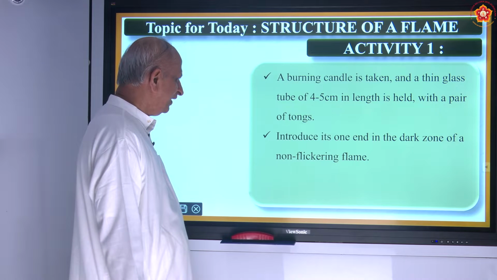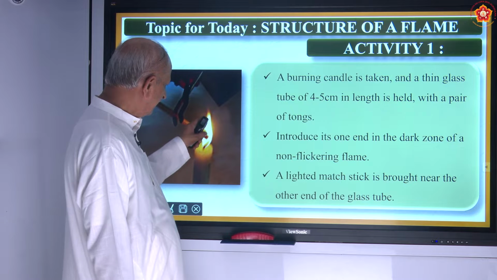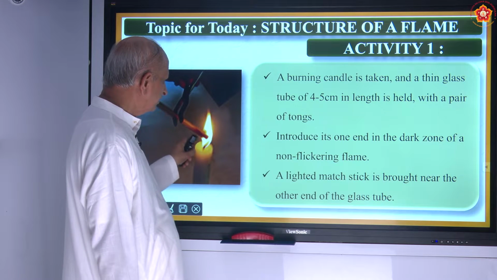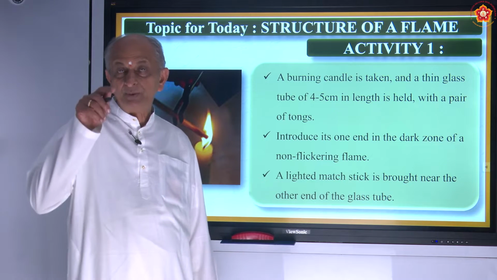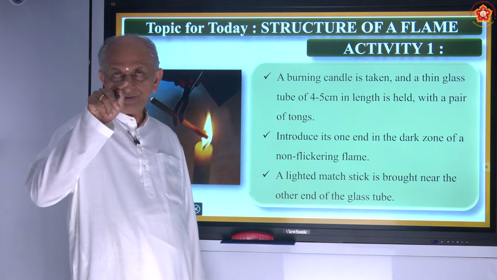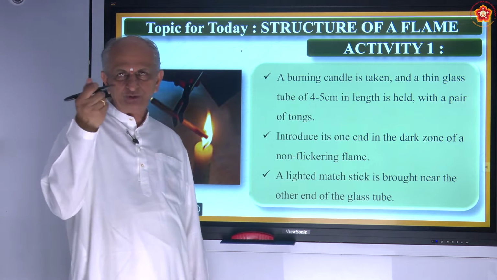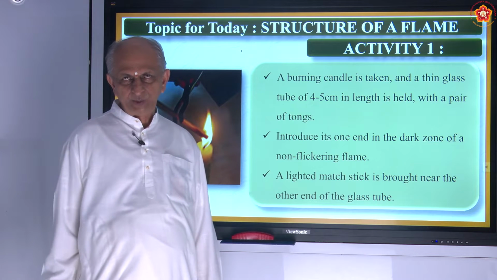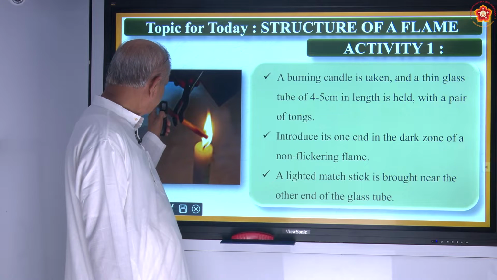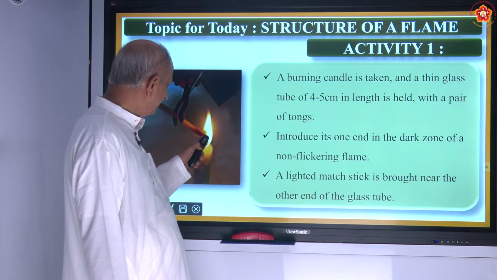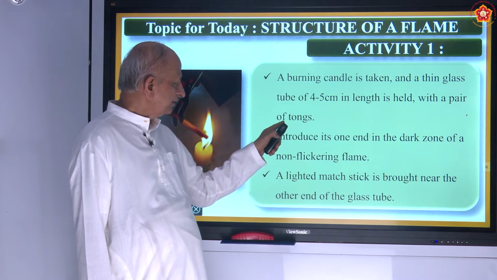Introduce its one end to the dark zone of a non-flickering flame. So this is a candle burning. This is the thin glass tube. Note the difference between a glass tube and a glass rod. A glass rod means it will be full, there is no gap in between, whereas in a glass tube there will be a gap in between. So we just have a glass tube here, about 5 centimeters in length, and you bring it near the burning candle.